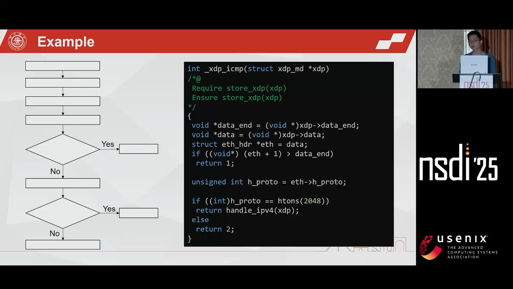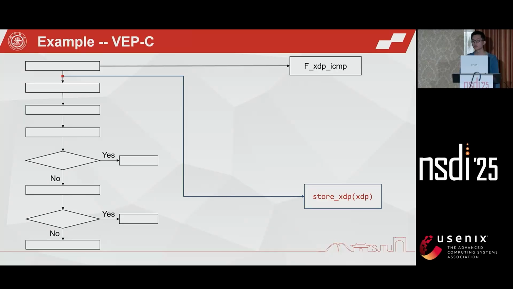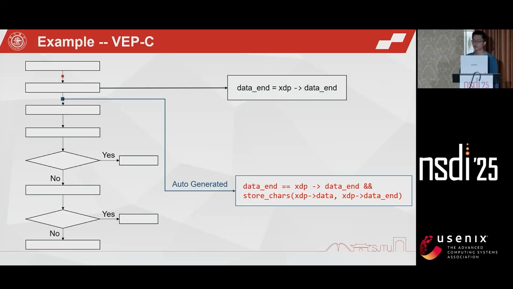So we can write down the function specification, which says that the input of the function is an XDP memory block, and the output of the function is also an XDP packet. The packet's memory block remains unchanged, and all operations in this function are safe. VEP-C starts with the precondition store XDP. Then, before loading the XDP data end, VEP will split the predicate store XDP into store chars, which represents that from the pointer XDP data to the XDP data end, there is memory.